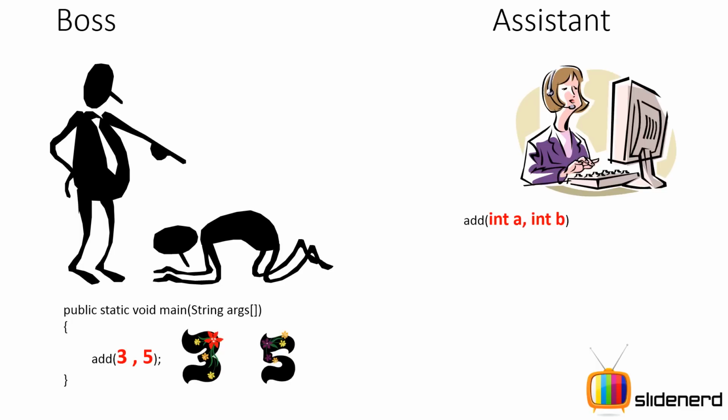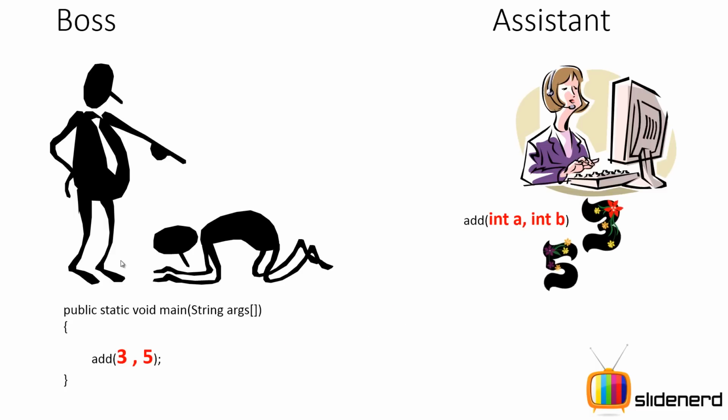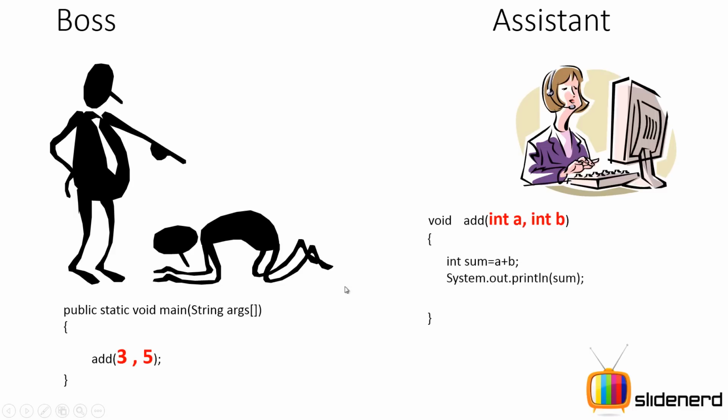Very simple. You have 3 and 5 over here. As soon as the boss says add 3 comma 5, 3 goes right inside your integer a, 5 goes right inside your integer b, and then here's the magic. You say void add int a int b, sum equals a plus b. Now that means a is 3, b is 5, and 3 plus 5 is 8, and this time the assistant prints 8. Pretty simple, right? The assistant is a bit smarter this time. He takes the values from the boss and then adds them up.